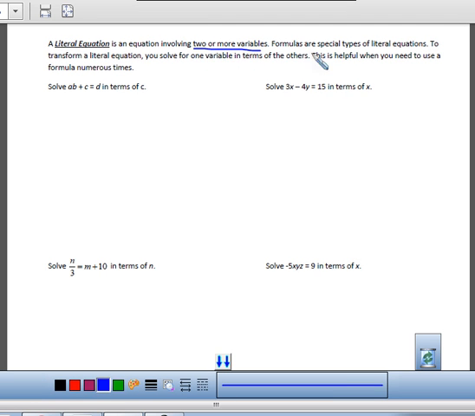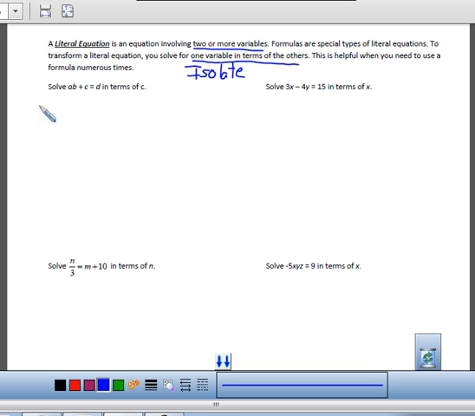So that's the key here. Formulas are special types of literal equations. To transform a literal equation, you solve for one variable in terms of the others. The term I'm going to be using a lot is isolate, and we'll talk about what isolate means in math. This is helpful when you need to use a formula numerous times.